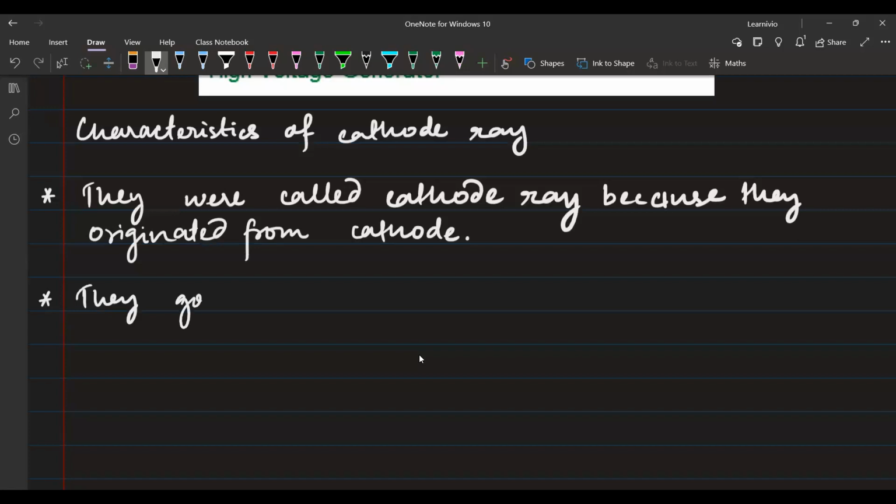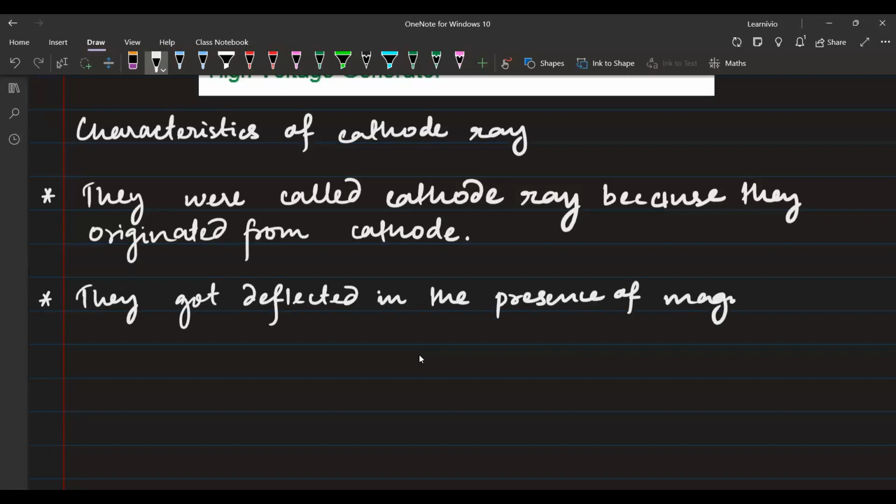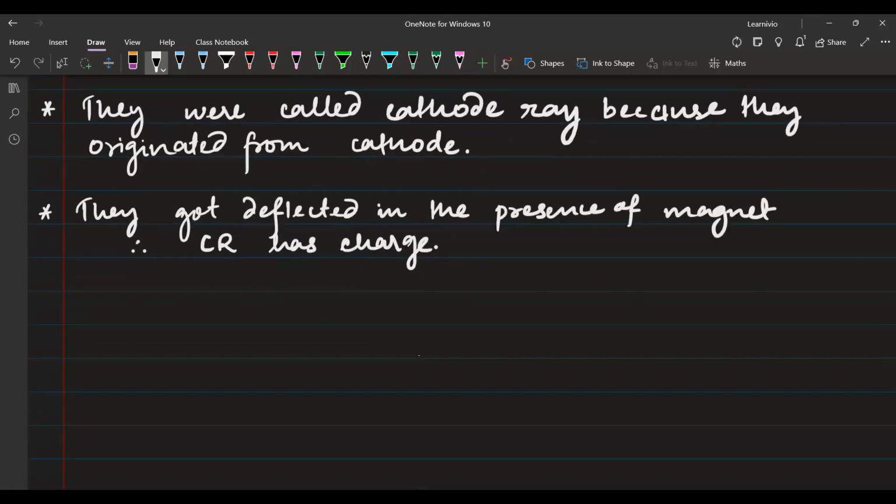Next one. They got deflected in the presence of a magnet. Please write these things with me, okay? Therefore, we can say that cathode ray has charge.